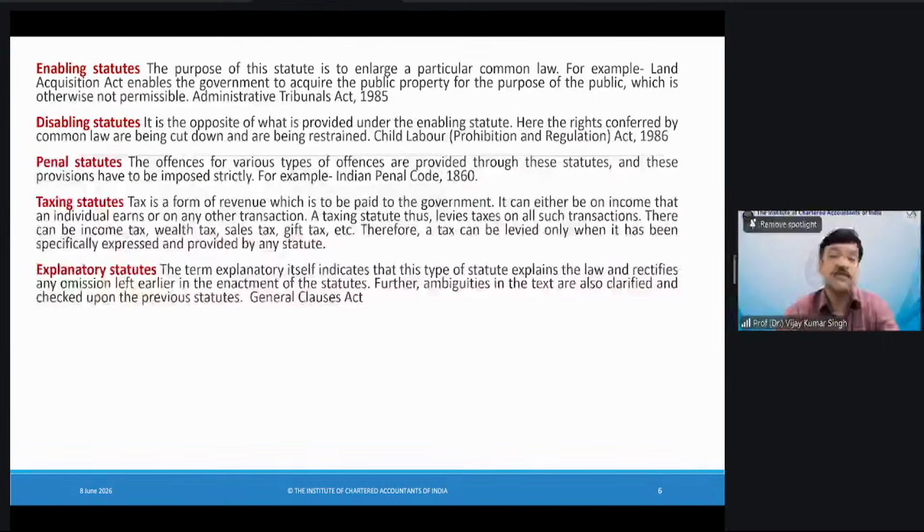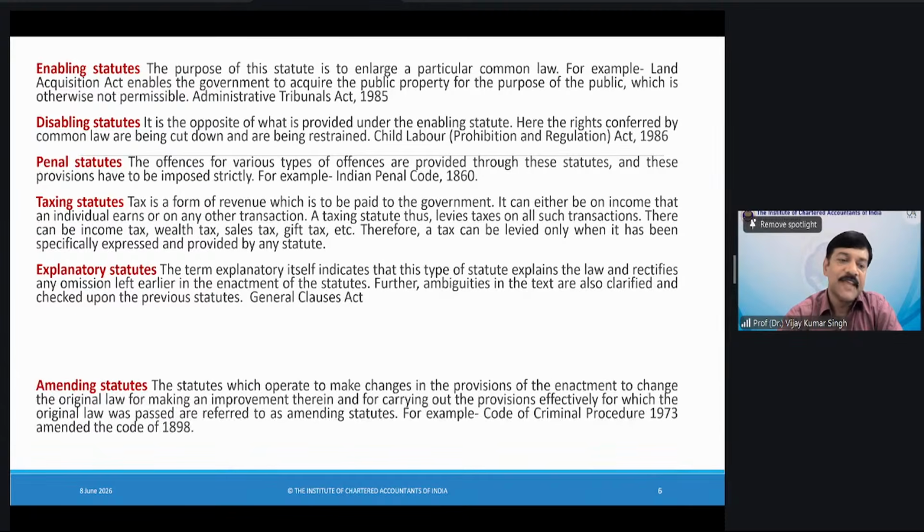These are taxing statutes. Then we have certain statutes which are called explanatory statutes. One of the greatest examples of explanatory statutes would be the General Clauses Act. We have seen what the General Clauses Act tries to do. It is not creating any right or any liability. It is basically created for explaining the terms. So the statute explains certain things.